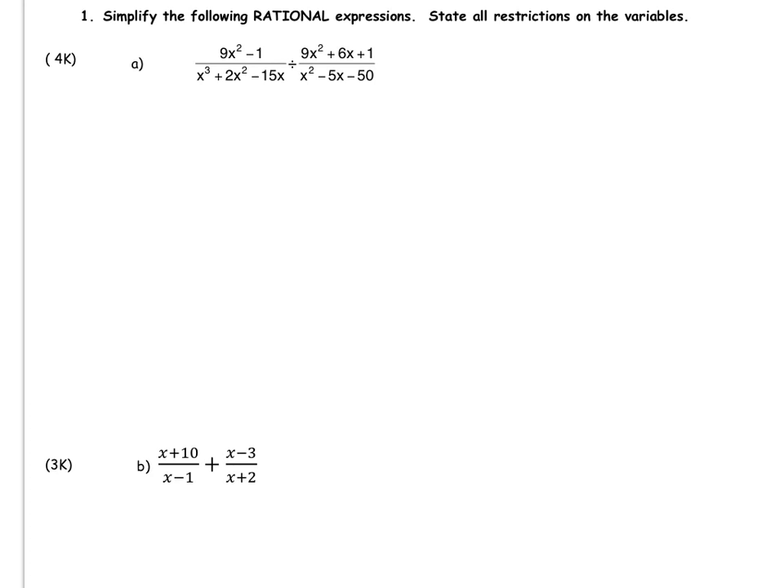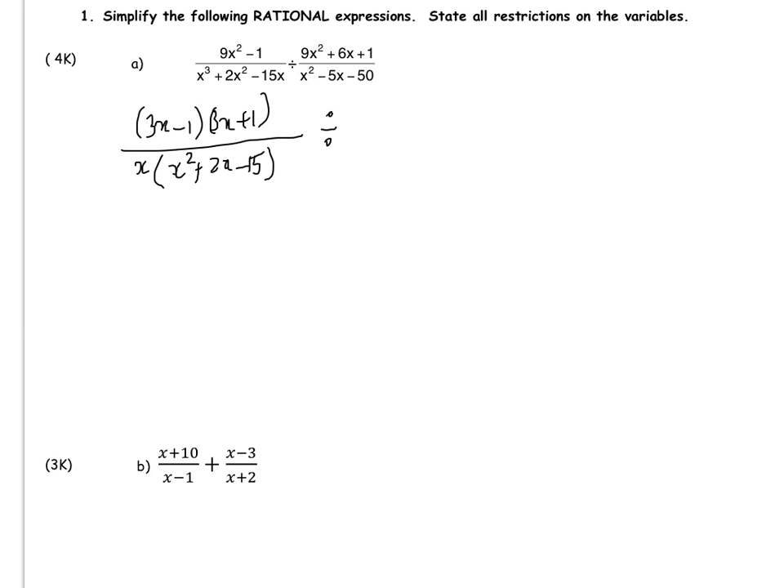The next question is to simplify this rational expression and state all the restrictions on the variables. I can write 9x squared minus 1 as 3x minus 1 times 3x plus 1, over x cubed plus 2x squared minus 15x. I can factor out x, and I'm going to get x squared plus 2x minus 15, divided by 9x squared plus 6x plus 1.